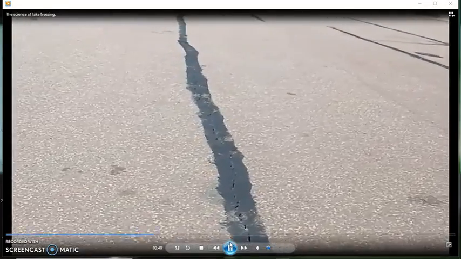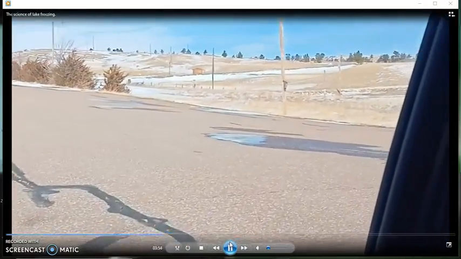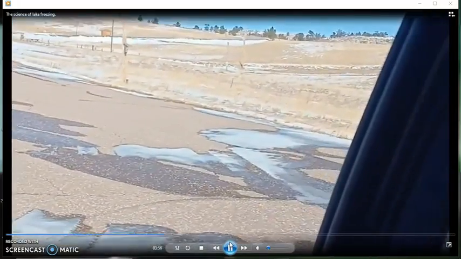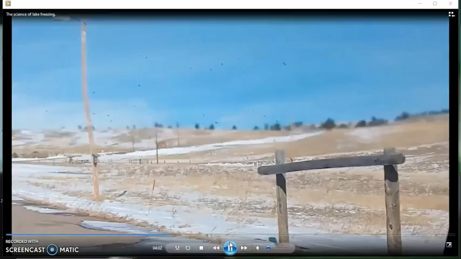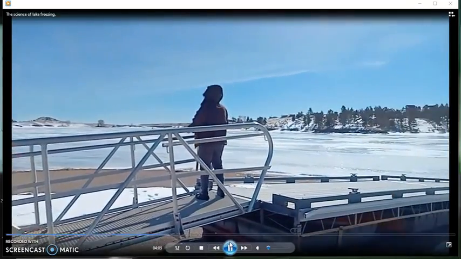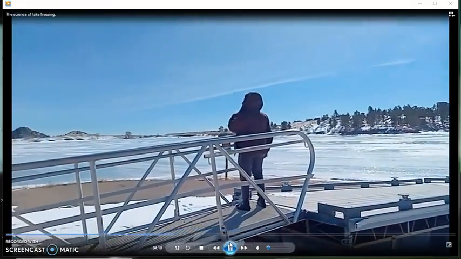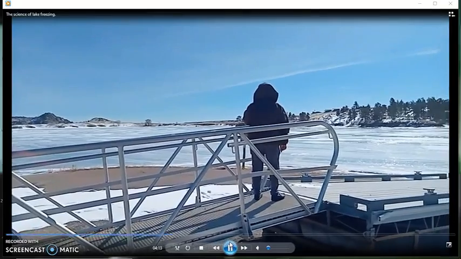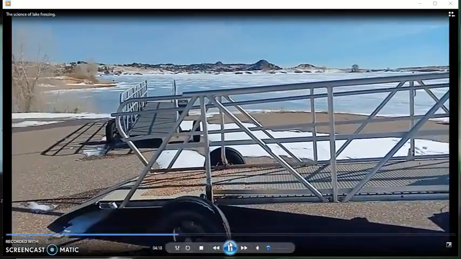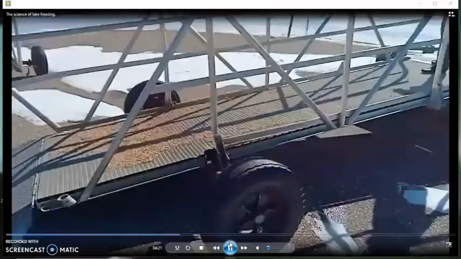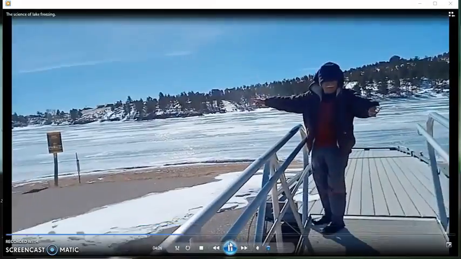Now, as the air temperature and water at the lake surface becomes colder than 39 degrees Fahrenheit, something rather unique happens. That is, the water molecules at the surface spread apart, and the surface water becomes less dense than the water below.